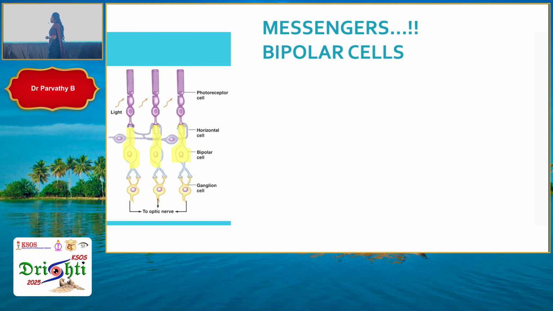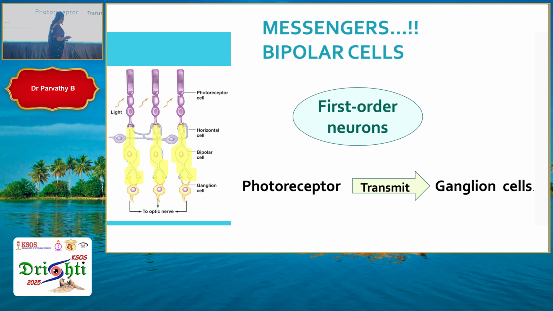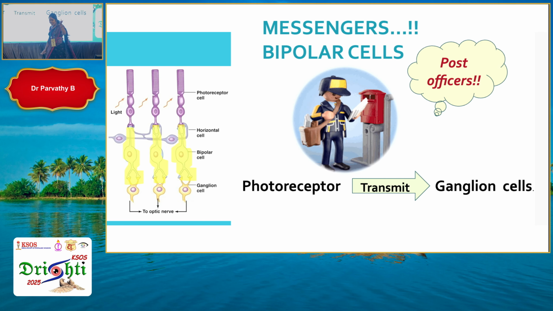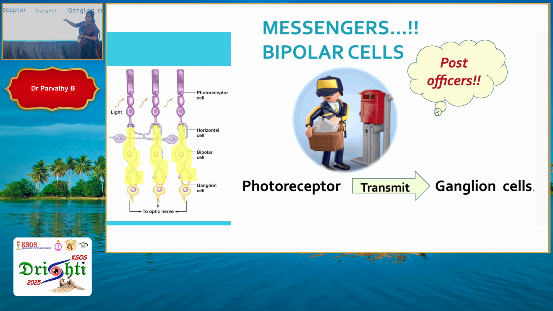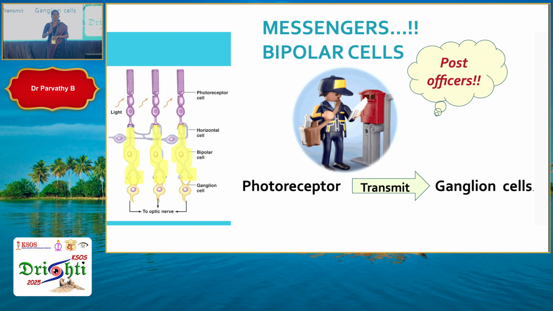Coming to the bipolars, they are the messengers. The bipolars are called the first order neurons of our visual pathway. Just think of them as the post offices of the retina. Why? Because they collect, refine and process the visual messages from the photoreceptors and transmit them to the ganglion cell. They make sure that the visual message is meaningful before it reaches further.